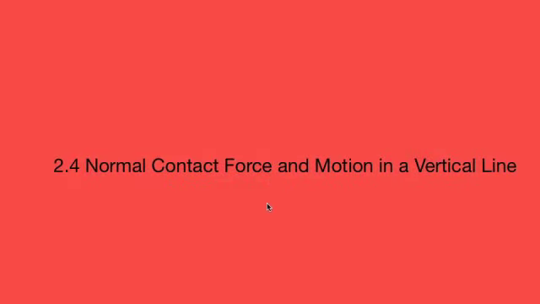Okay, today we're going to be talking about normal contact force and motion in a vertical line. So let's consider something on a table. This is our tabletop, and here, say, we've got a brick. Now, the brick experiences force due to gravity of its mass times the acceleration due to gravity g, and that force is coming down, the gravitational force is pushing down on the brick.